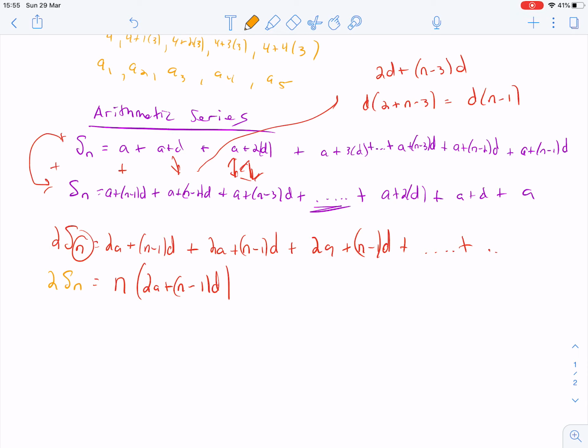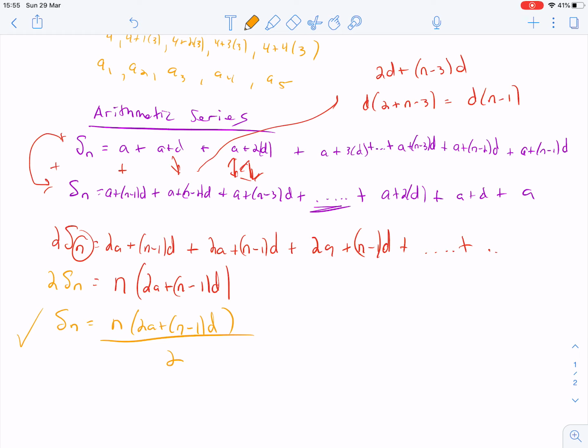Pretty cool. So now if we're solving for s of n, we know s of n equals n times 2a plus n minus 1 d all over 2. So that is one formula. That is one formula you can use for the series sum of an arithmetic series.